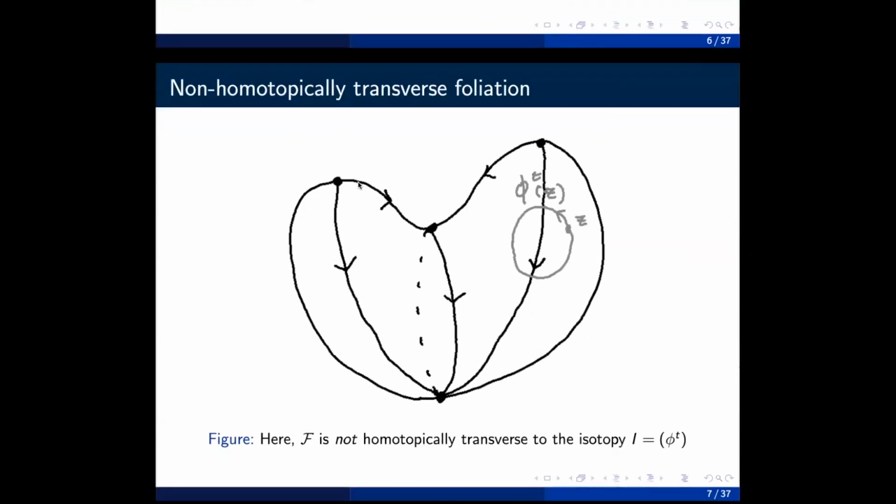And just to give an example of a non-homotopically transverse foliation, okay, so here we have the orbit of Z going around, and you see that the only way to homotope this rel endpoints to something that is transverse to the entire foliation would be to pass this circle over some of these singular points, right? So this foliation is not homotopically transverse for this isotopy, okay?